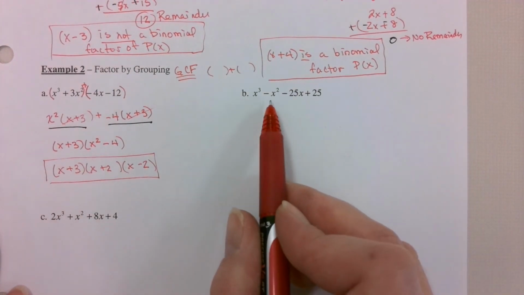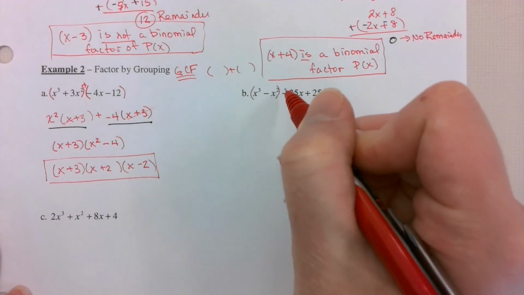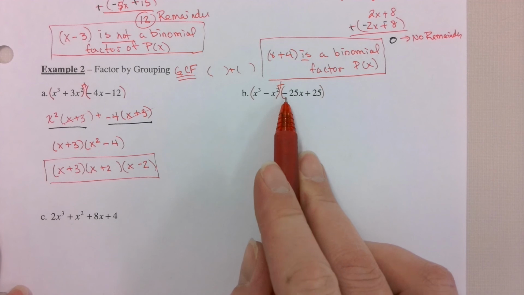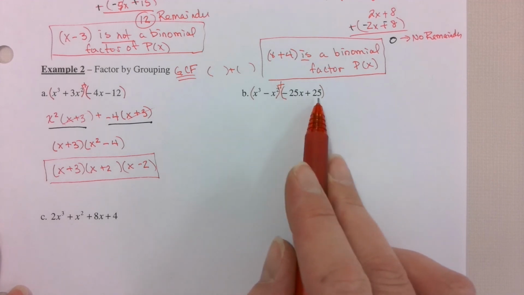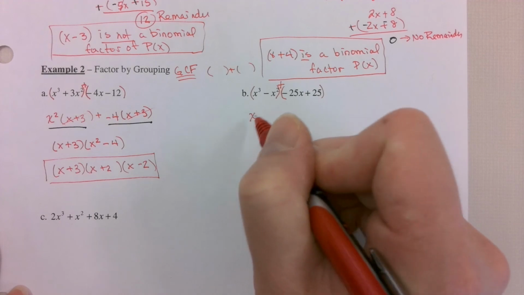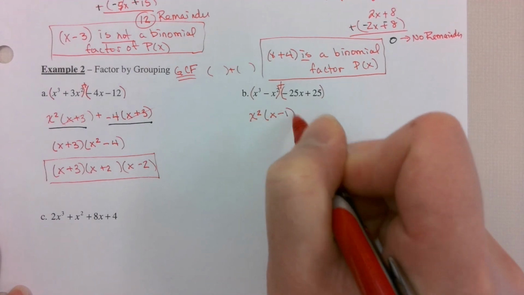We look for a GCF. I don't have one. So I'm going to group it, squeeze that minus sign, and put in your own plus sign. That negative sign sticks with the 25. It does not distribute. Look at your first set, factor out an x squared. What's left is x minus 1.